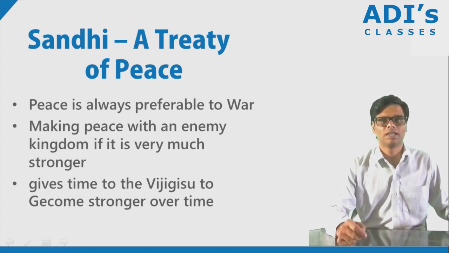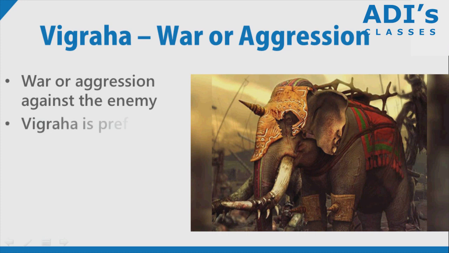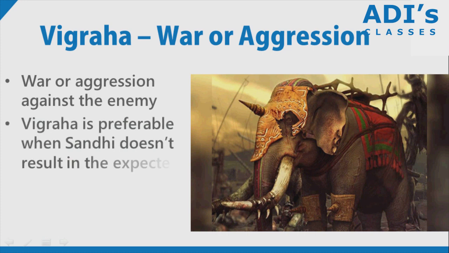The third one we look at is Vigraha. Vigraha means war or aggression against the enemy. Vigraha is preferable when Sandhi doesn't result in the expected results. I repeat, Vigraha is war or aggression against the enemy and it is preferable only when Sandhi does not result in the expected result.